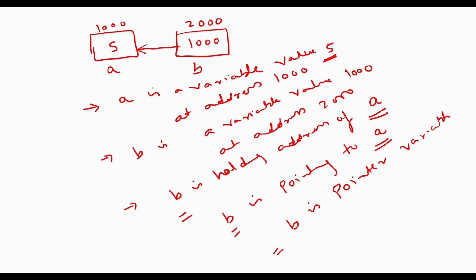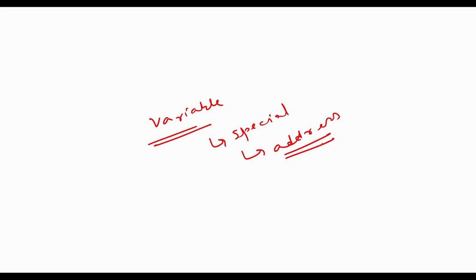Now that we understand the concept, a pointer variable is a variable which can hold the address of another variable. One thing you have to be clear about is that a pointer variable is also a variable, like the variables we worked with in C, but it is a special type of variable which holds an address instead of a value. It is not holding a value, it is holding the address of another variable. So this is the concept of a pointer variable.